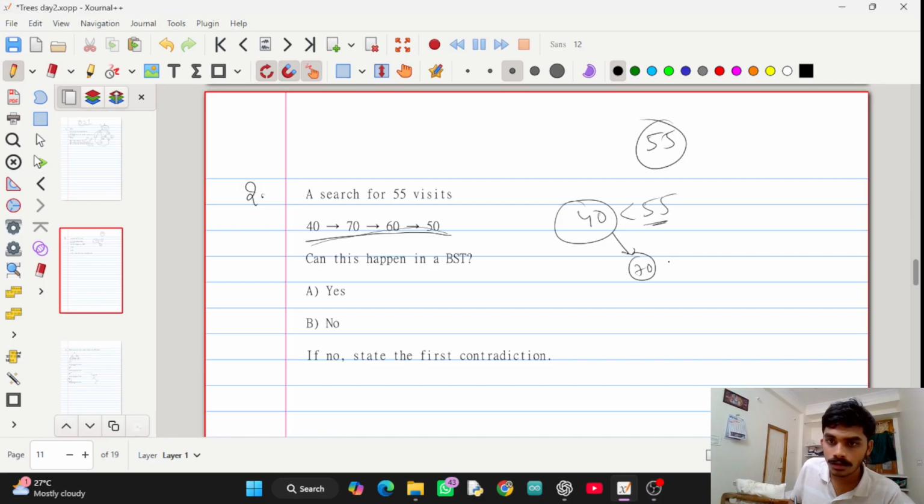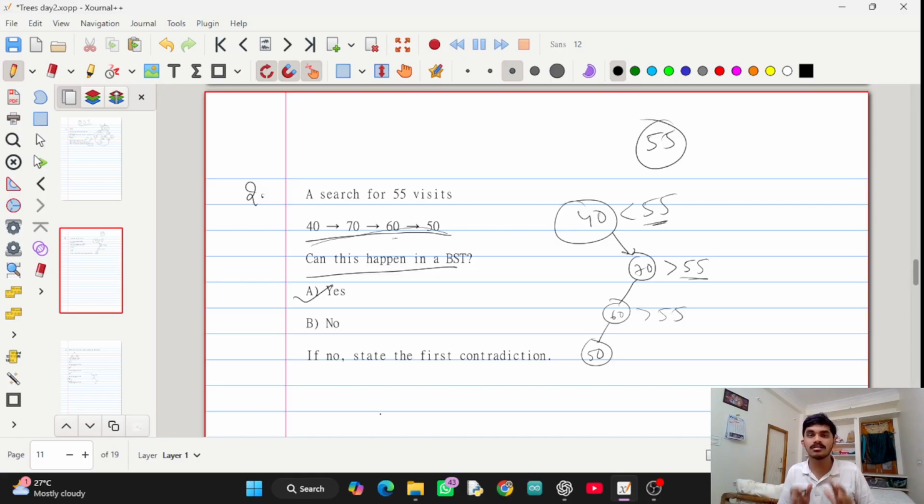Now as 55 is lesser than 70, we have to go to the left side of 70. So what do we have next? 60. Yes, 60 can be found on the left side of 70. Then 60 is still greater than 55, hence we go further left. We found 50. Now they have not given the further order, but that is not required for now. What did they ask? Can this happen in a BST? Until what they have given, yes, it will definitely happen.